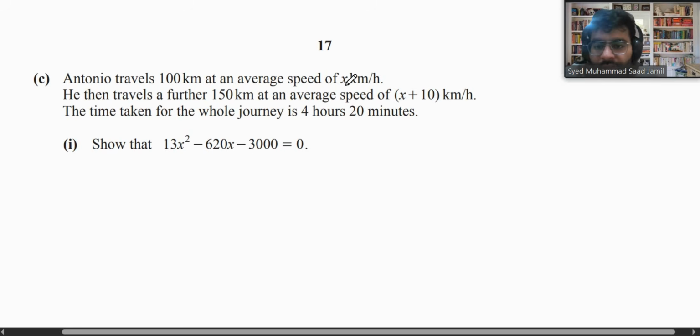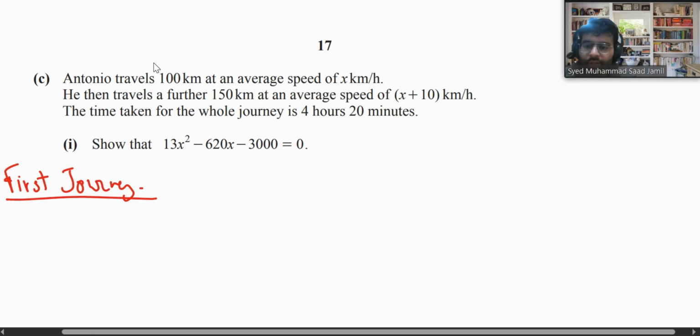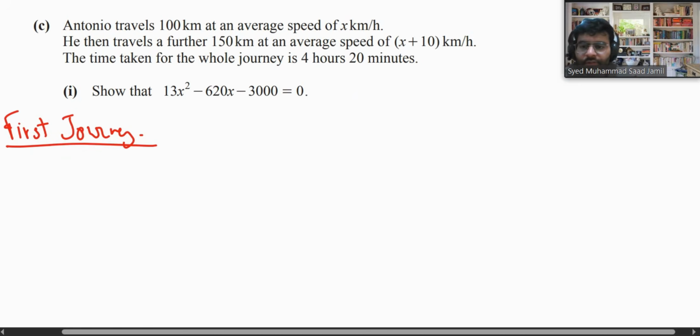So Antonio travels 100 km at an average speed of x. He then travels a further 150 km at an average speed of x plus 10. The time taken for the whole journey is 4 hours 20 minutes. Show that. Okay, we have to show this expression. So look, for the first journey the distance is 100, speed is x kilometer per hour.